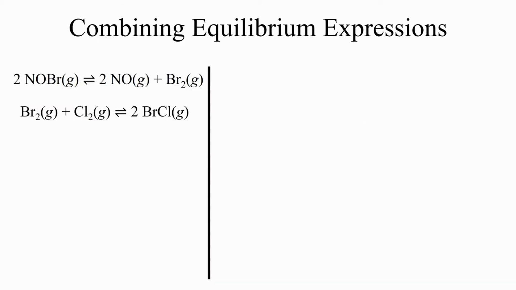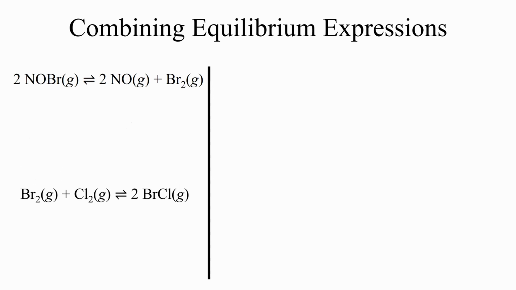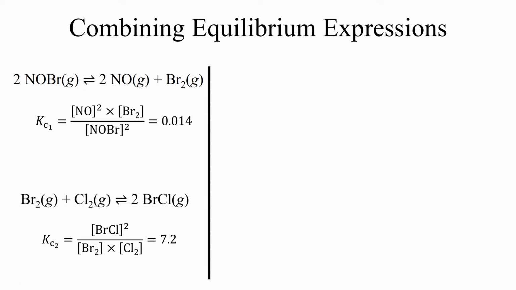Combining equilibrium expressions is something that's very important. Let's take this pair of reactions. This is actually one reaction that takes place over 2 steps. We have NOBr breaks down into nitrogen monoxide and bromine, and the bromine goes on to react with chlorine to make bromine chloride. Each one of these steps is an equilibrium, and it has its own equilibrium expression and constant associated with it. But what if we wanted to find out what the overall equilibrium constant was?